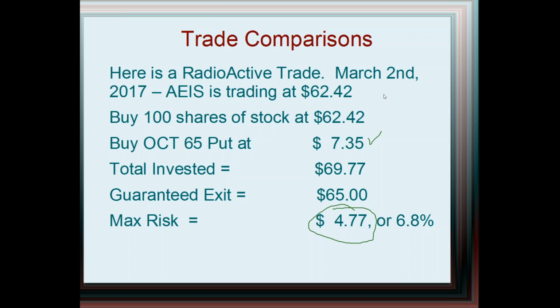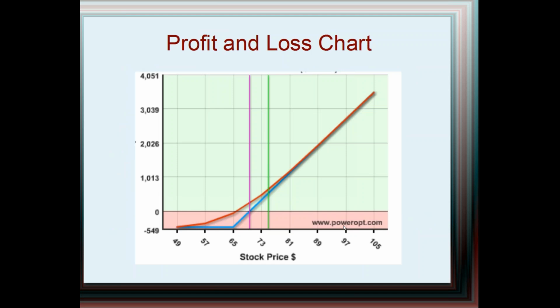This represents 6.8% of my total portfolio value. And if I had a $40,000 account, I'd probably only open 100 shares and one put to keep this risk, $477, under 2% of my total portfolio value. Okay, and if I had 100,000, I'd probably do maybe 200 or 300 shares, probably 300 shares. So the risk was under 2% of that total portfolio value. Proper position sizing.